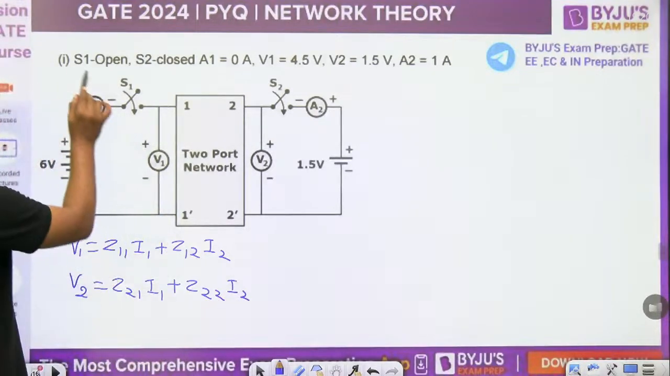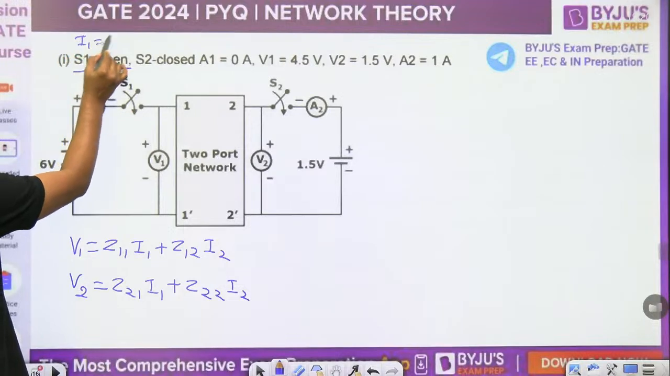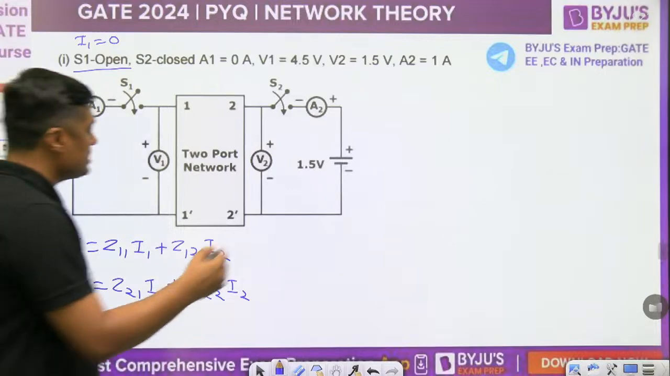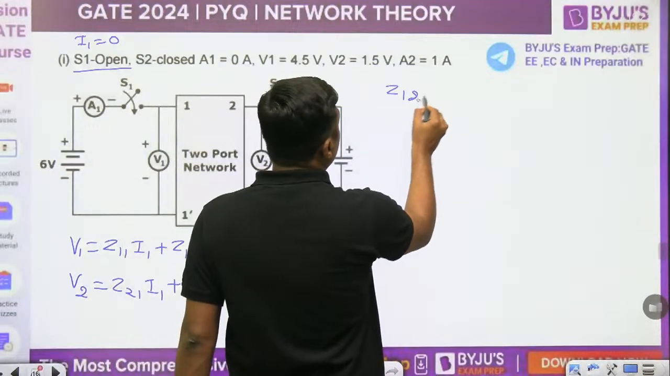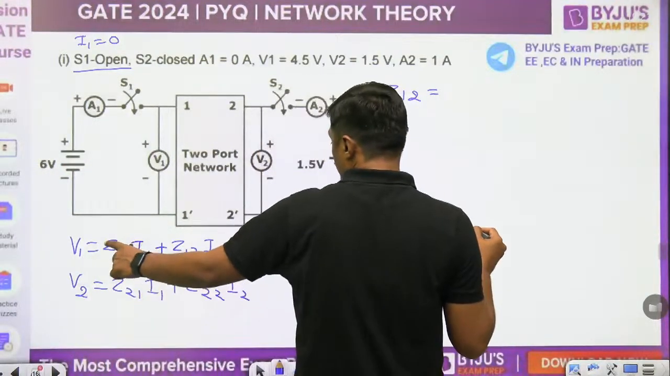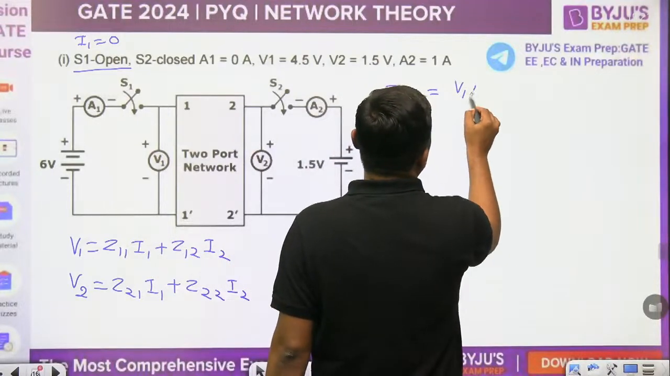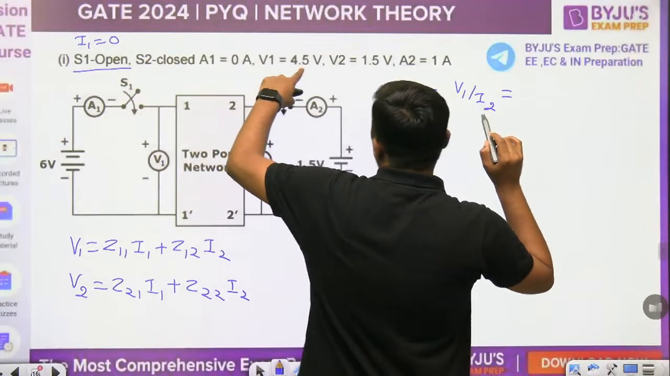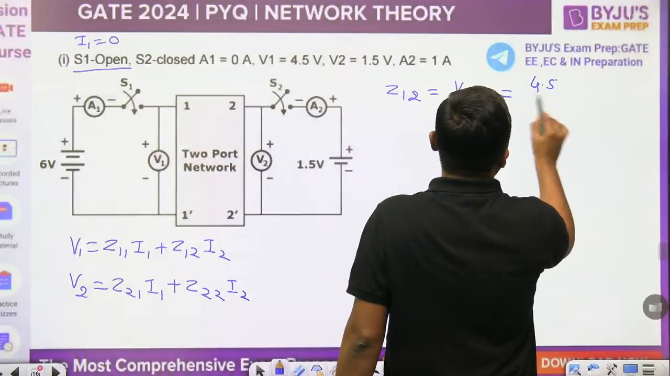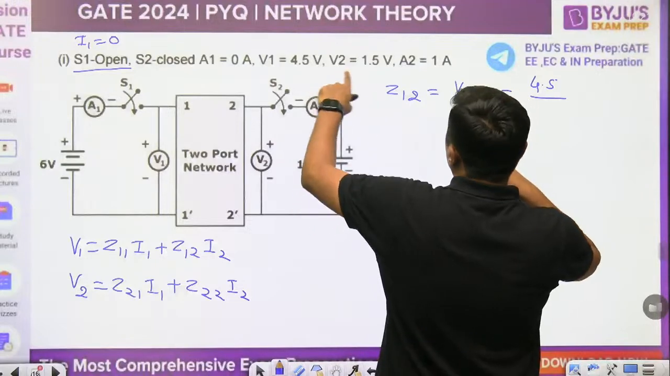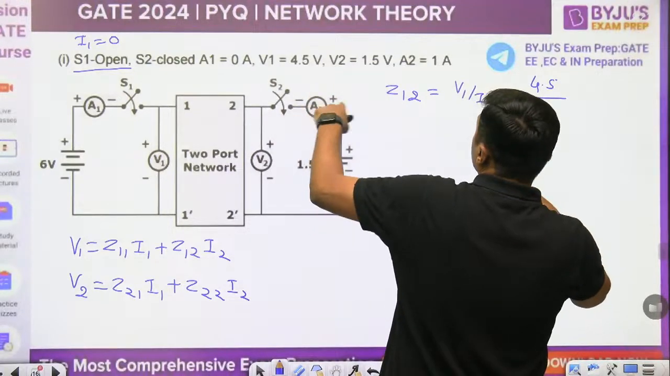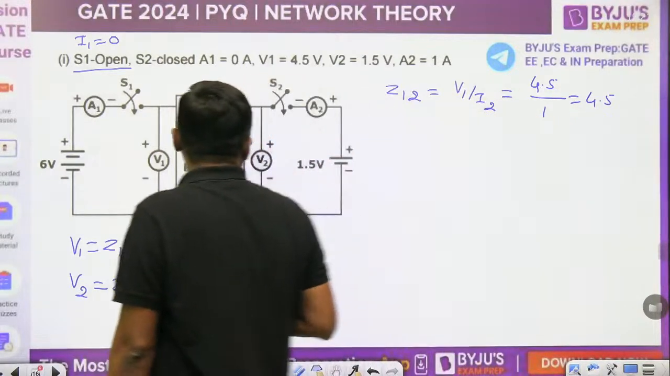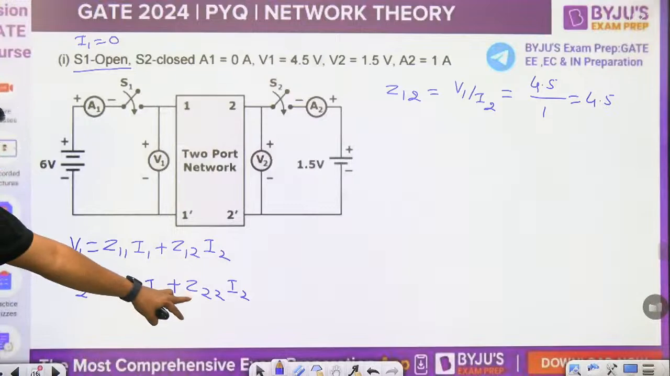When we are saying S1 is open, S1 open means I1 is equal to 0. When I1 is 0, you can find Z12 and Z22. So what is the Z12? Z12 is equal to V1 upon I2 with I1 equal to 0. So I1 is already 0. What is the V1? 4.5. And I2 is the reading of the A2, which is 1 ampere, and that's why the answer is 4.5. This is the value of Z12. Now, you can find the Z22.